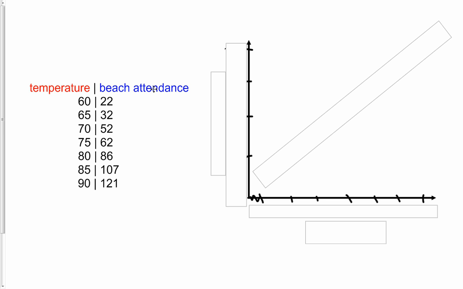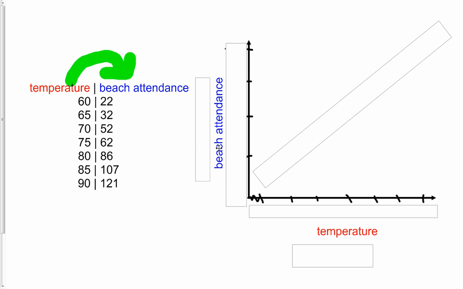Let's think about it the other way. As more people go to the beach, does that increase the temperature? Well, my guess is that a bunch of people on the beach, unless they all huddled together and started running around really fast, probably aren't going to do a whole lot to the temperature. So we're going to say that the temperature causes the beach attendance. And therefore, we're going to put temperature down here on our x-axis. That's our explanatory variable. Beach attendance over here on our y-axis, that'll be our response variable.